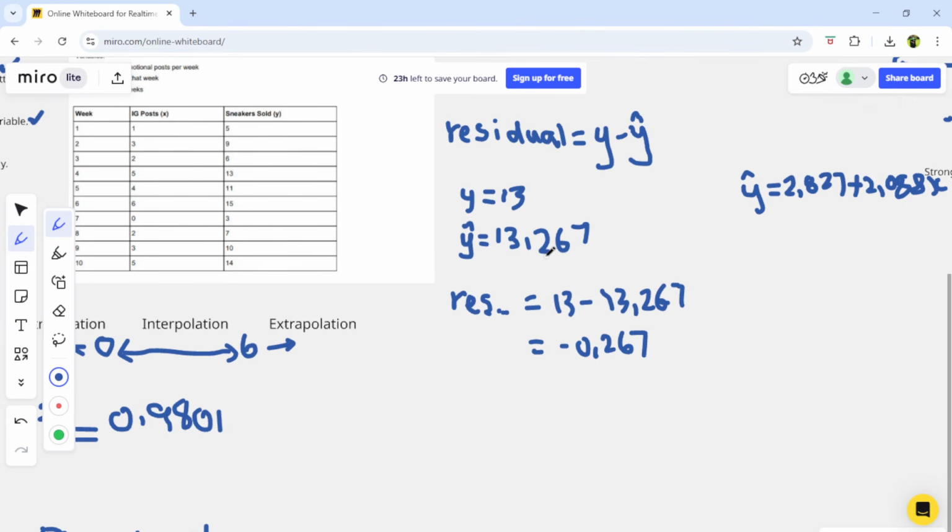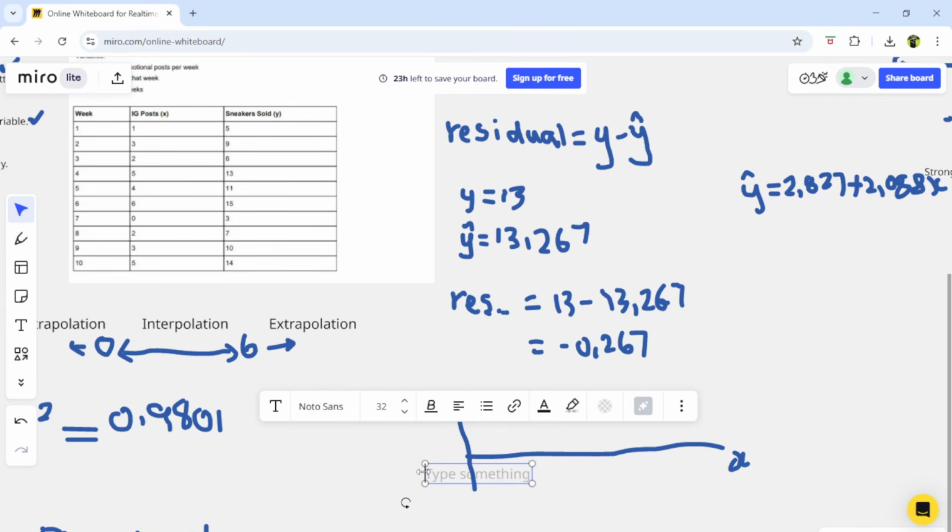And now for the residual plot. So basically a residual plot is going to look something like this, and then here you're going to have your x, and here you're going to have your residuals.